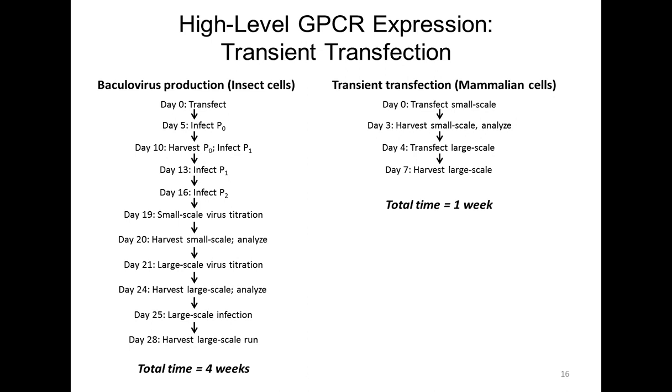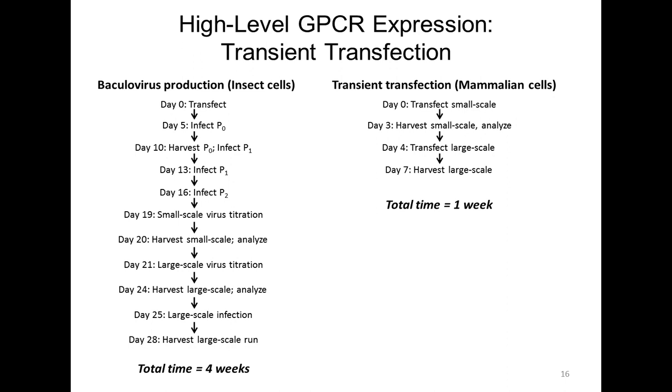As shown in this timeline, what's really wonderful about this is that we can go from having the DNA for a new construct to having validation of it in just a few days. And then we can go to a large-scale run in just a few days more, and that's shown in the right-hand column. In contrast, the turnaround time is substantially longer for baculovirus systems that are used for insect cells.